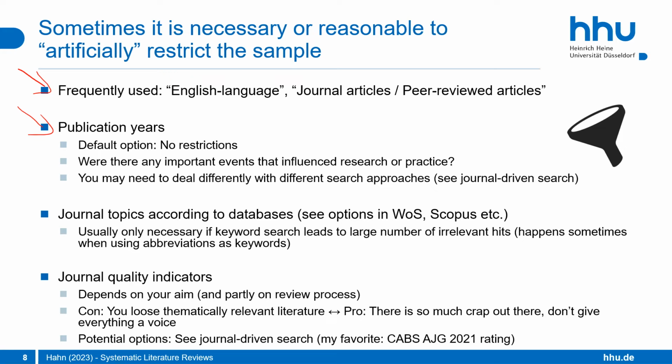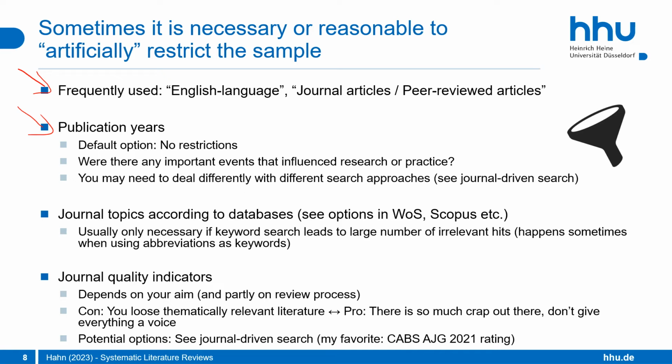You could also restrict by publication years. So for example, only newer publications or whatever. I would usually not do that in the first place. So the default option would be to have no restrictions. However, you can do that if there were, for example, any important events in the past that influenced research or practices or whatever, so that you say that from that date on the field changed, so that I would like to mirror that in my search as well. Then you can go for date restrictions, for example.